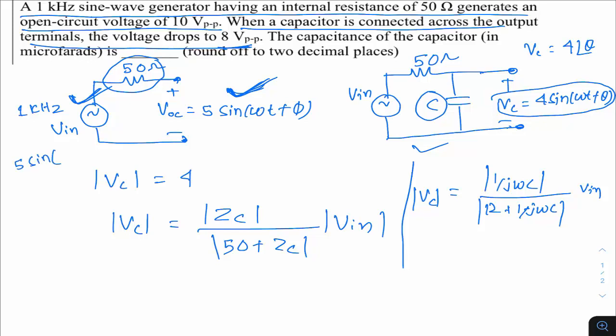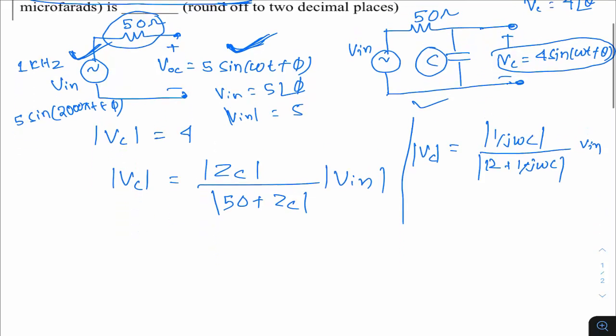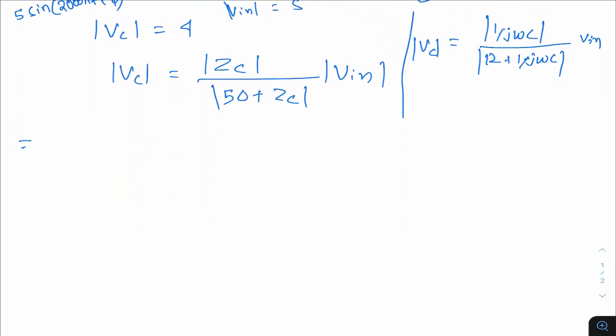Omega is 2 pi f, because the frequency is 1 kilohertz. So 2 pi into 1000, that happens to be 2000 pi t plus pi. This is what V in is. So V in is, you can say, 5 at an angle of phi. But if I ask you what is V in magnitude, that happens to be 5.